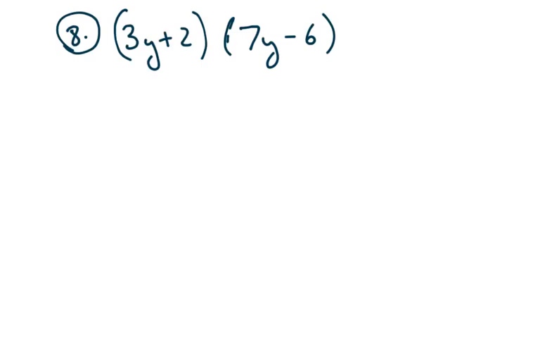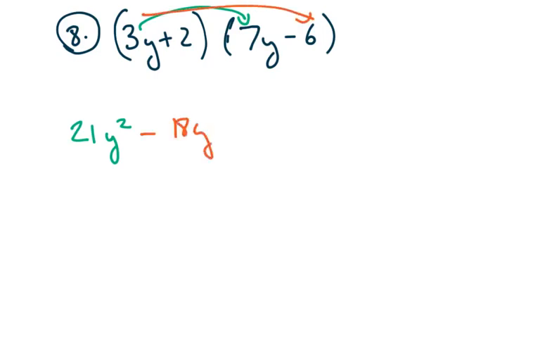Alright, keep going. Here we have binomial by binomial, so I'll go ahead and just FOIL like regular. So 3 times 7 is 21, y times y is y squared. 3y times negative 6 is negative 18y. Then we have 2 times 7y, which is 14y. And then we finish up with 2 times negative 6, which is negative 12.